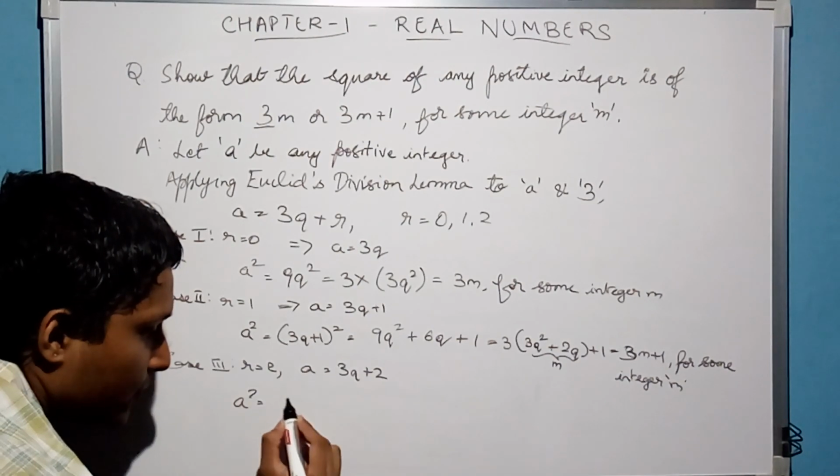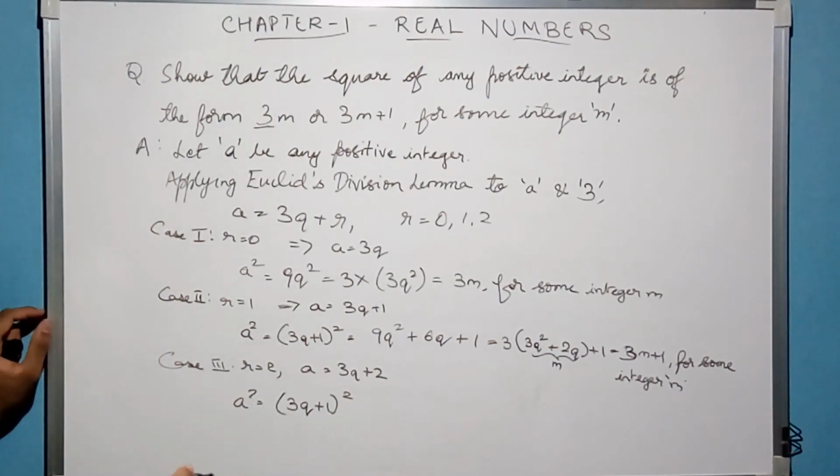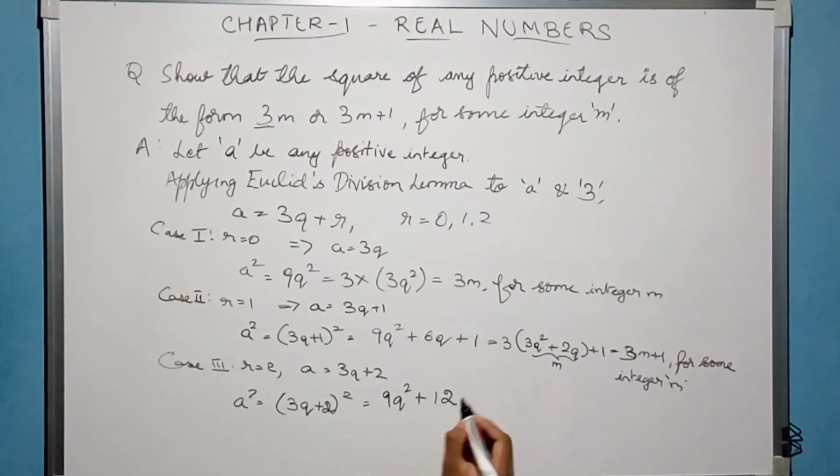a square is equal to (3q plus 2) whole square. So we are going to simplify this using the (a plus b) whole square formula. That is, similar terms you get. This is 3q plus 2 itself. So 9q square plus 2 into 2 into 3, that is 12q, plus 2 square is 4. So there is a 4 here.